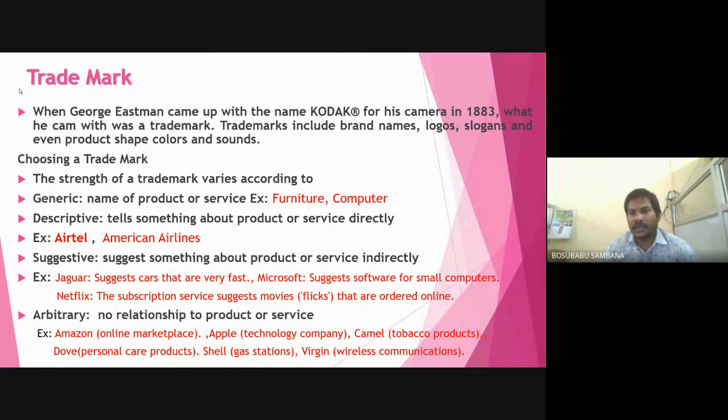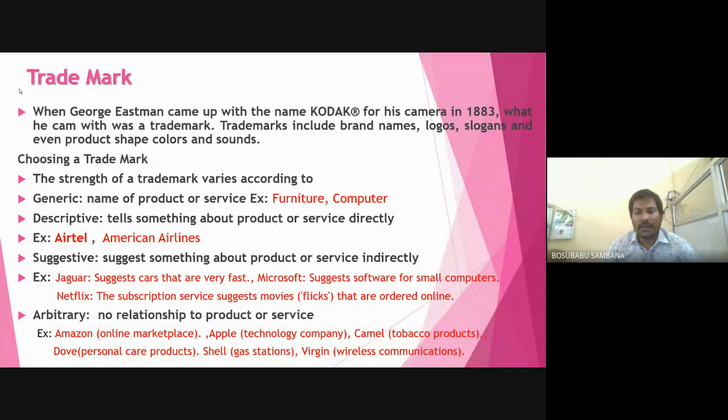Trademarks include brand names, logos, slogans, and even product shapes, colors, and sounds. When choosing a trademark, the strength of a trademark varies according to the generic name of the product and services, like furniture and computer. Design also comes under trademark. Descriptive trademarks tell something about a product or service directly, like Airtel, American Airlines, TCS, Wipro, and so many others.